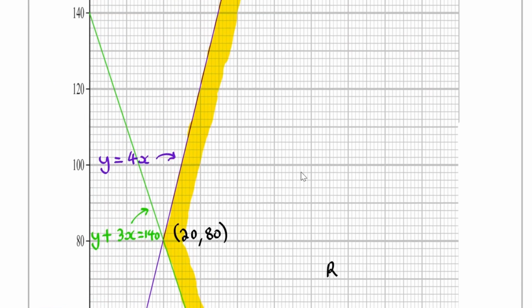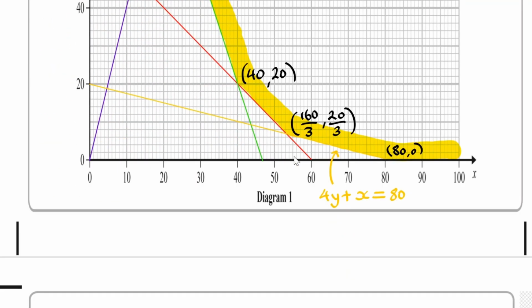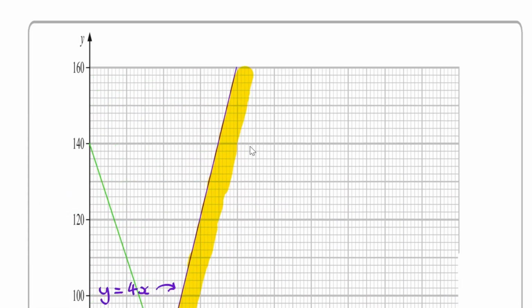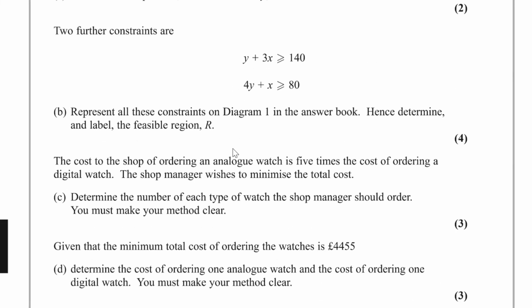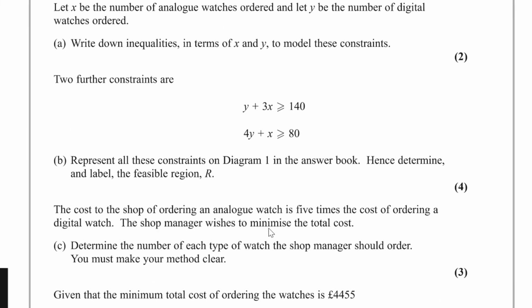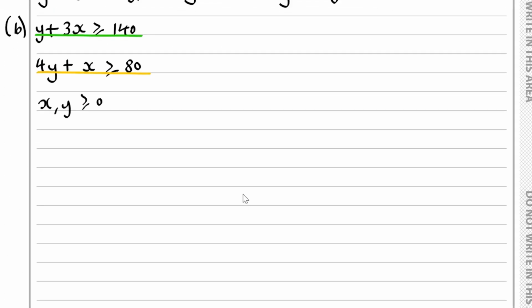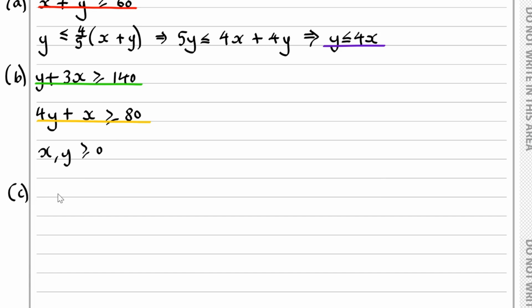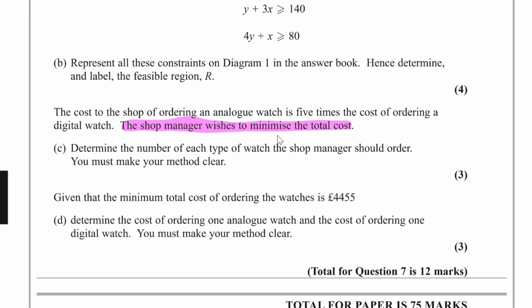Having done all that, I think the question said something about minimizing. So let's just go back. Yeah, the shop manager wishes to minimize the total cost. So for that we need to substitute these points into our objective function. Our objective function will be of the form p equals k lots of, and if you go back to the question, we know that the cost to the shop of ordering an analog watch is 5 times the cost of ordering a digital watch.